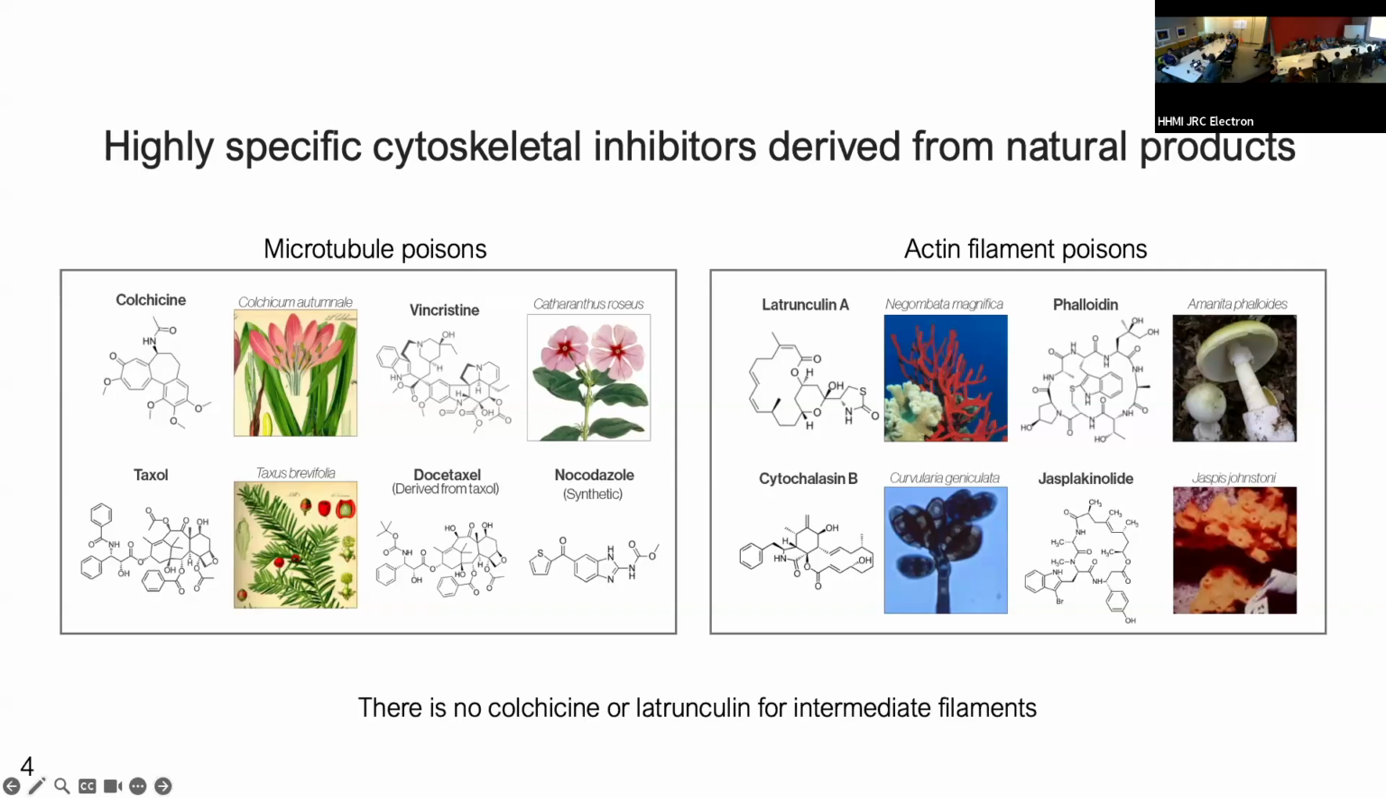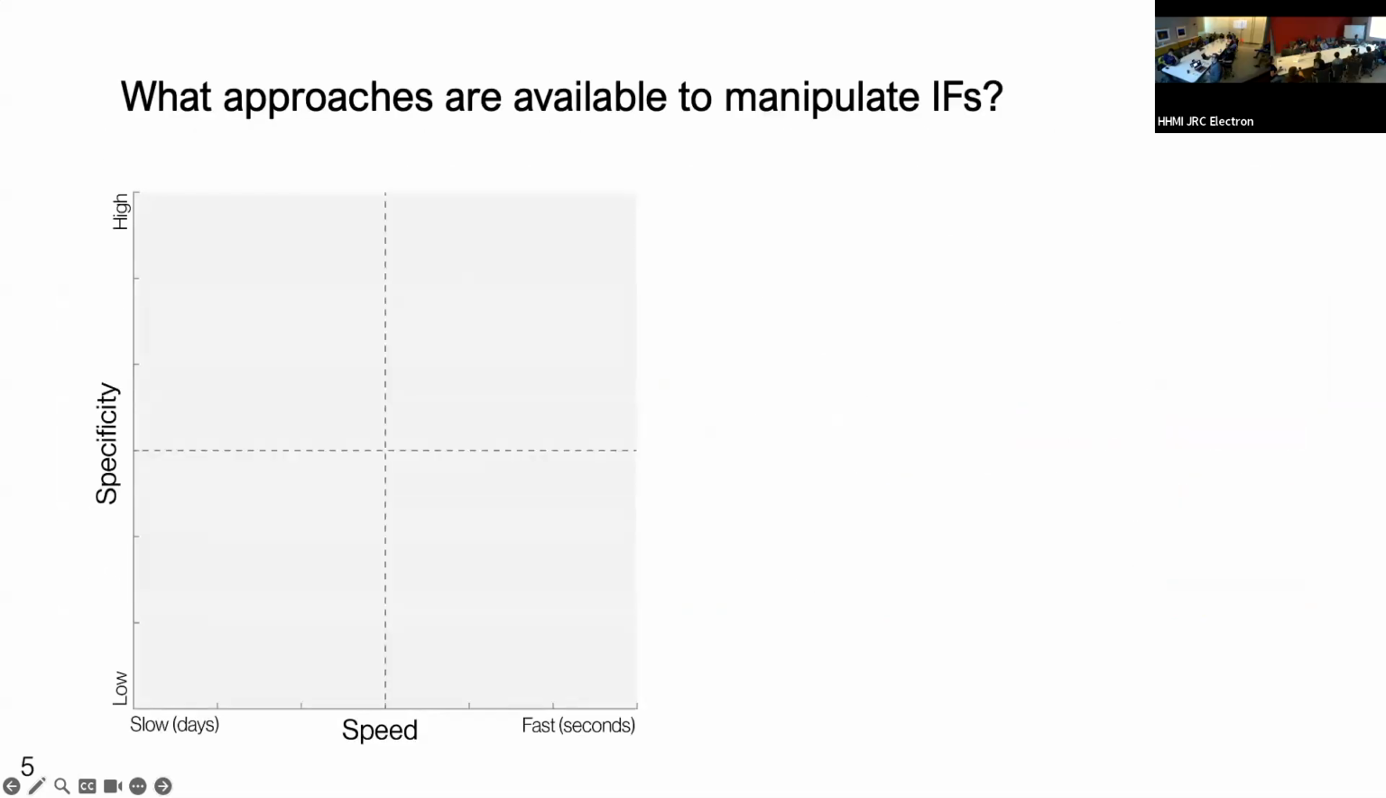There is no colchicine or latrunculin for intermediate filaments. There aren't any natural toxins or poisons that specifically target intermediate filaments and drive their disassembly. There are no synthetic ones that work particularly well. People have advertised them, but truly there's no drug you can stick on a cell and see your IFs fall apart like you can with actin filaments and microtubules, which really complicates interpretation of what these things are actually doing in cells. So what are IF biologists left with in this case?